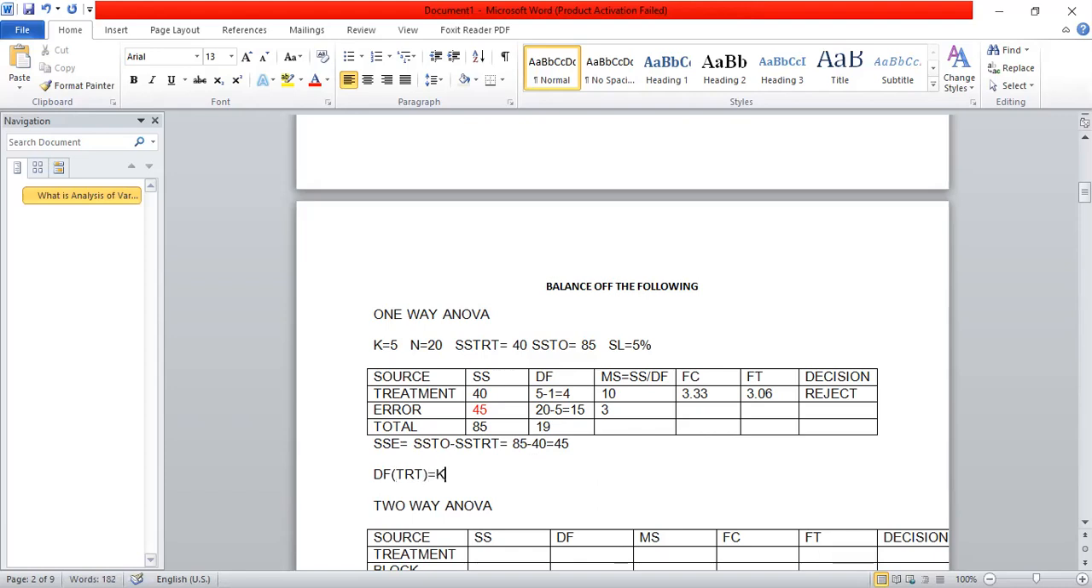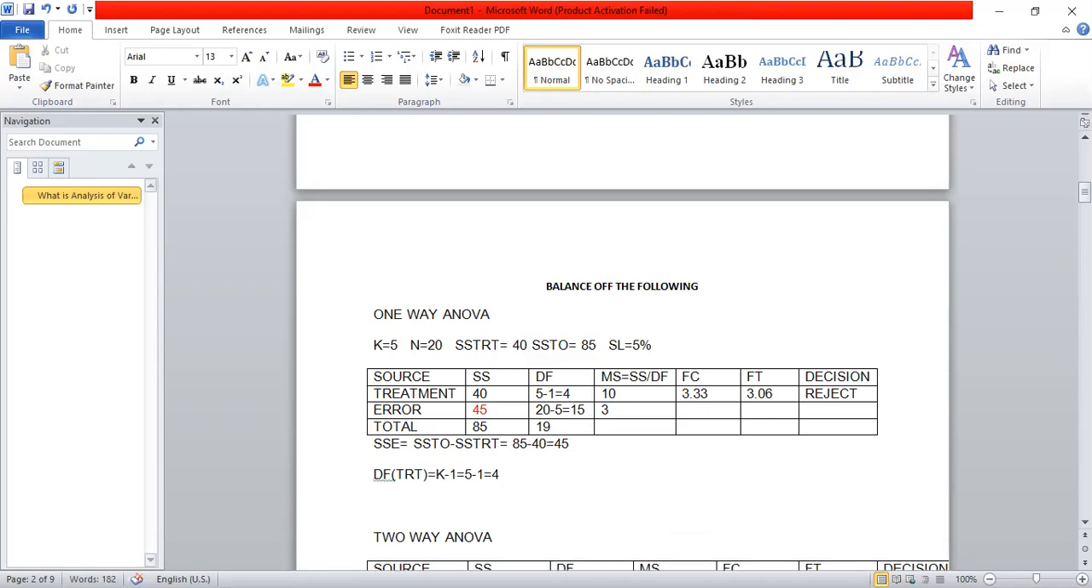It was K minus 1, which was 5 minus 1, which gave us 4. And we went to the degree of freedom for the what? Error. How do you find the degree of freedom for the error? N minus K. Which was what? 20 minus 15, 5.